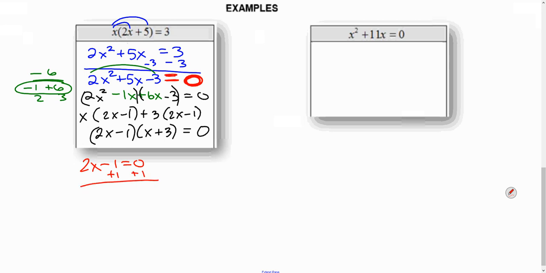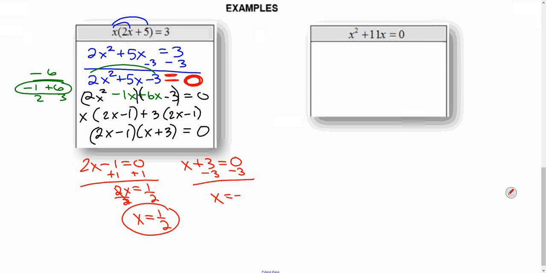Add 1 to both sides. Then divide by 2. So x equals 1/2 is one answer. Then we take the second part, set that equal to 0, and solve that one. So x equals -3. Those are our two answers.